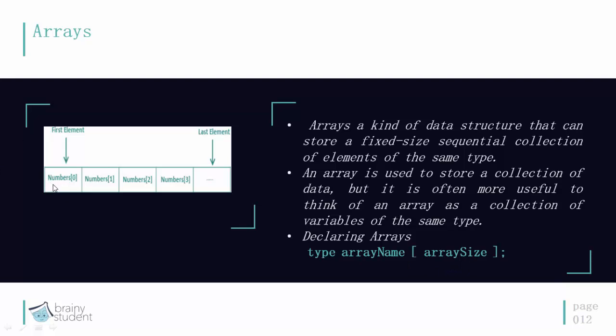So my first element will be numbers 0, the array name, and its location is 0. This is my 0th value. Then numbers 1, numbers 2, and the last element will be numbers 99. So this is how this array will get memory.